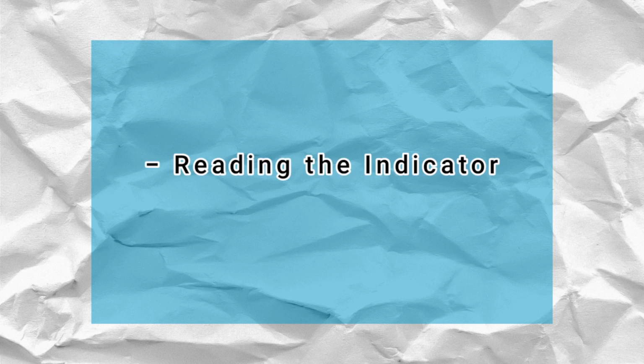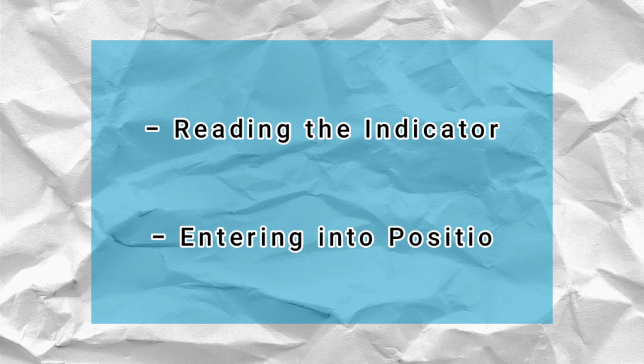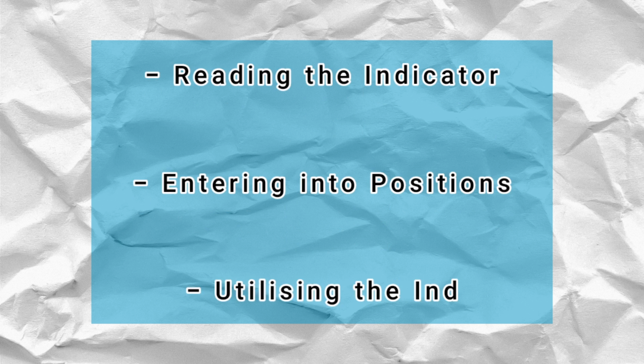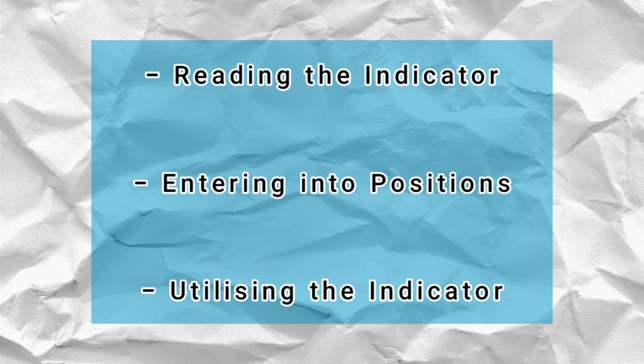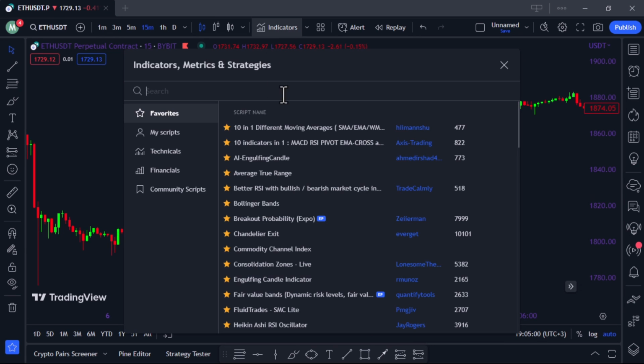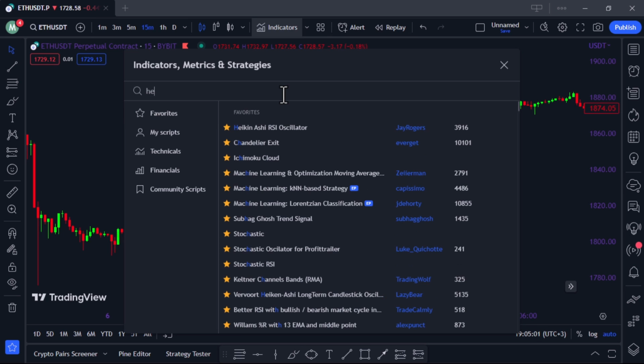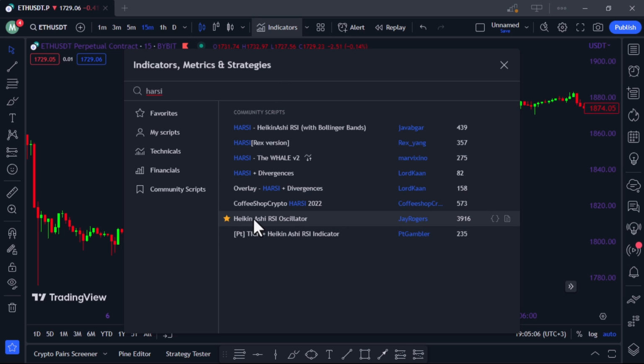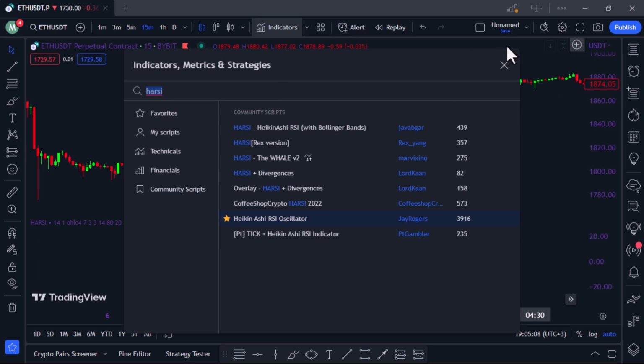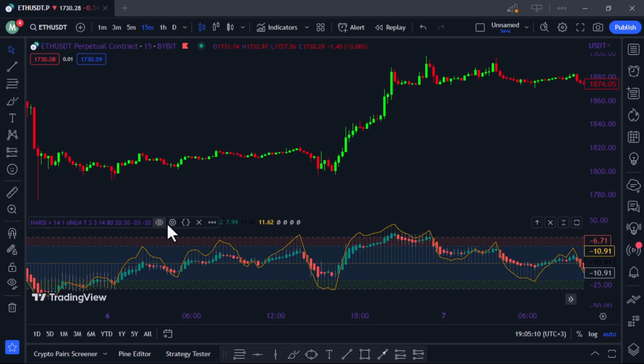In today's video, we will be showing you exactly how the indicator can be read and how it can be used to enter into positions, along with a profitable scalping strategy that utilizes the indicator. Let's first add the indicator to the chart. Head over to the indicator search tab and search for the RSI indicator. Select this indicator made by J. Rogers and add it to the chart.